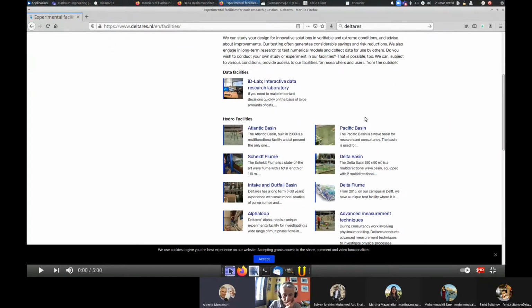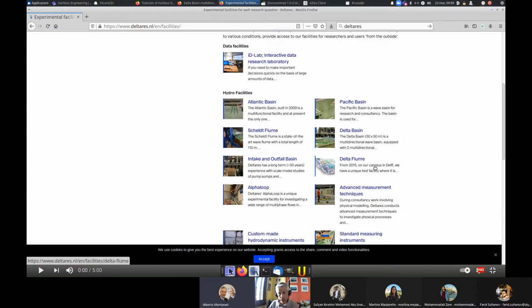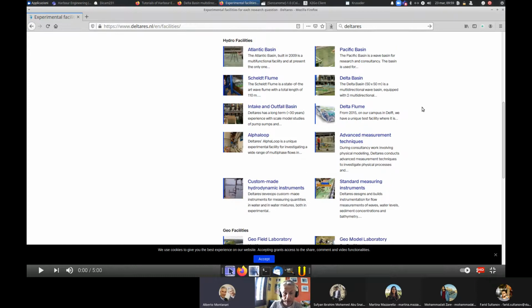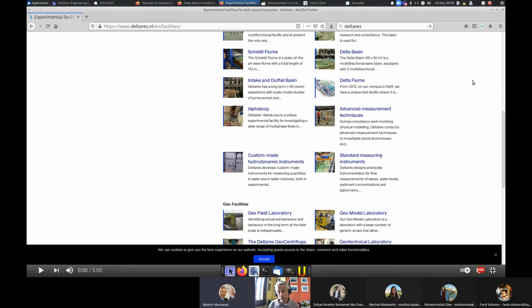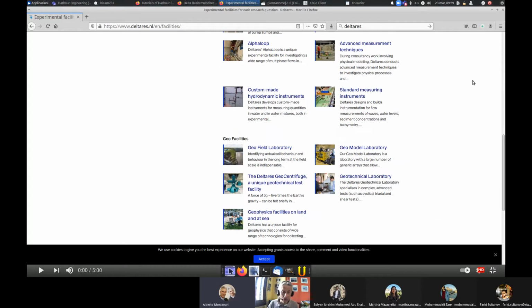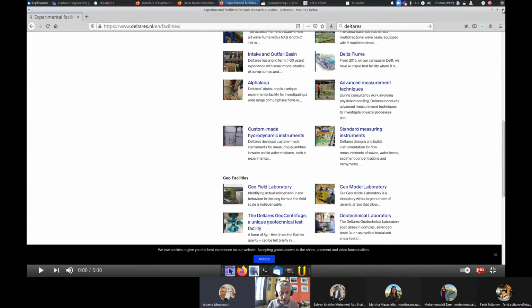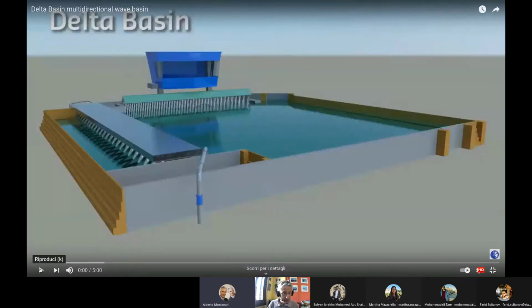Now you get these experimental facilities. There is a description. One of them is the Delta Flume, which I have already shown to you. It's this big flume where they create the very high waves. But then there are descriptions of all of the facilities. They have what they call the Atlantic Basin, Pacific Basin, and the Delta Basin, which is the video that I'm now going to show you. These videos are interesting, so you may have a look. Let me close it and go to the video, and let me start it.